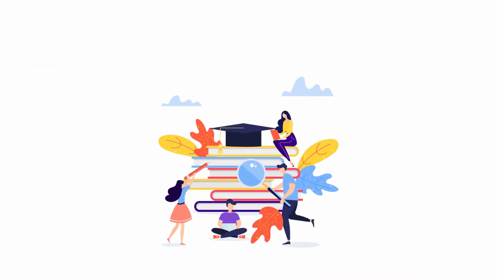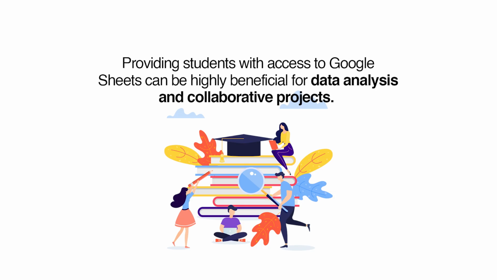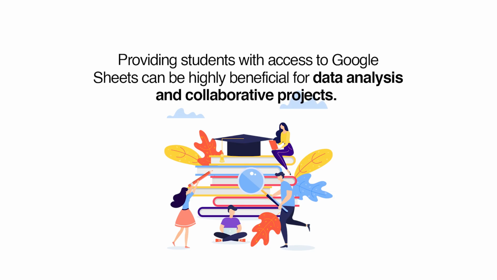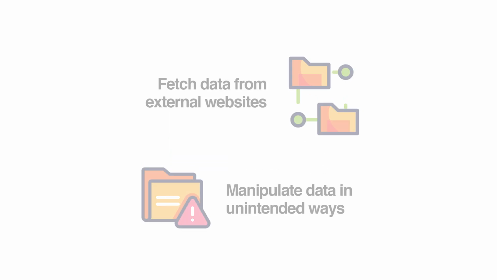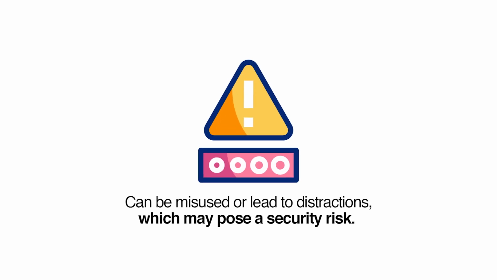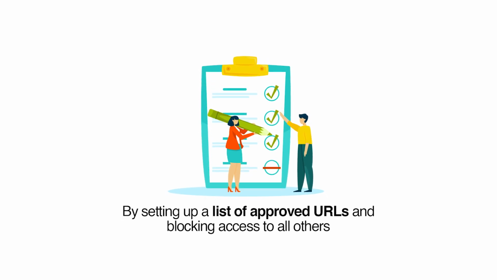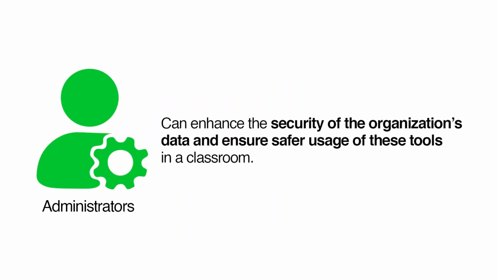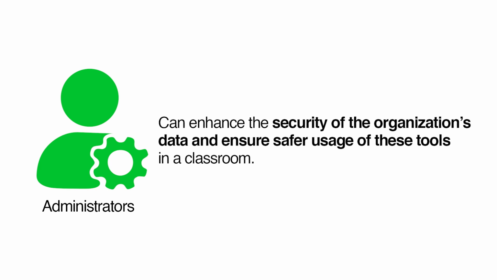In an educational setting, providing students with access to Google Sheets can be highly beneficial for data analysis and collaborative projects. However, certain functions within Google Sheets, such as those that fetch data from external websites or manipulate data in unintended ways, can be misused or lead to distractions, which may pose a security risk. By setting up a list of approved URLs and blocking access to all others, administrators can enhance the security of the organization's data and ensure safer usage of these tools in a classroom.